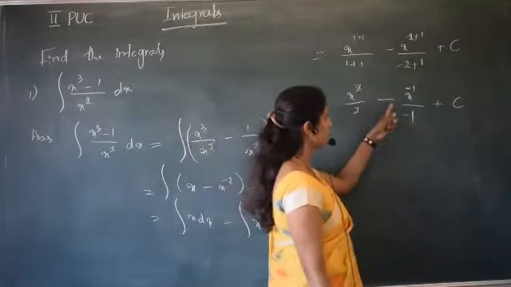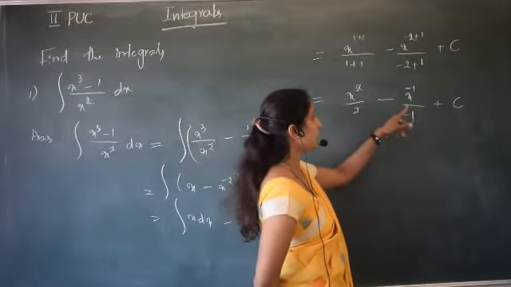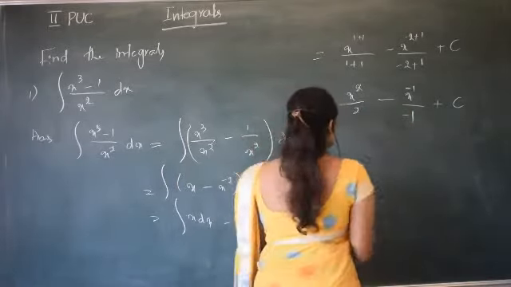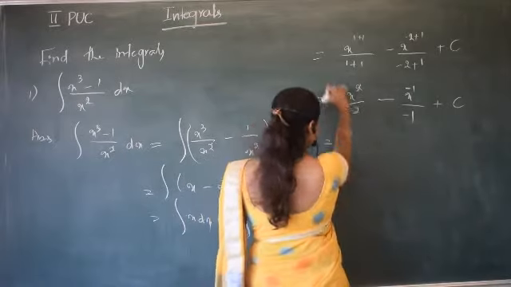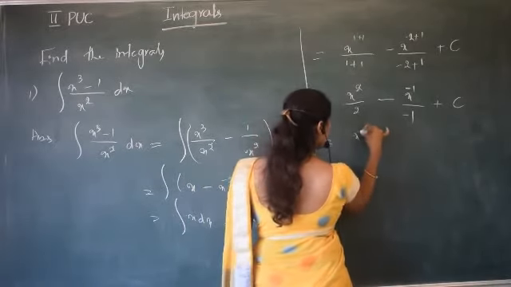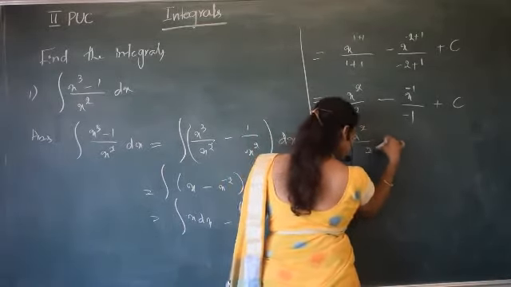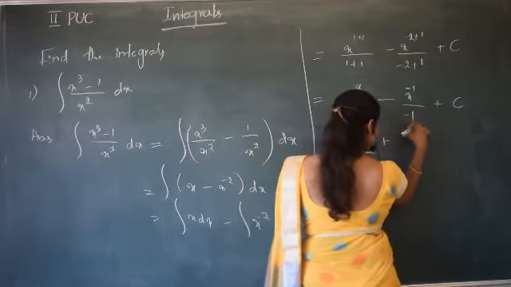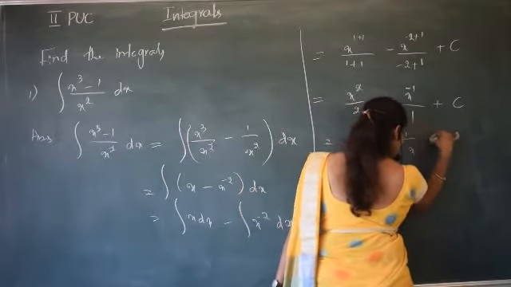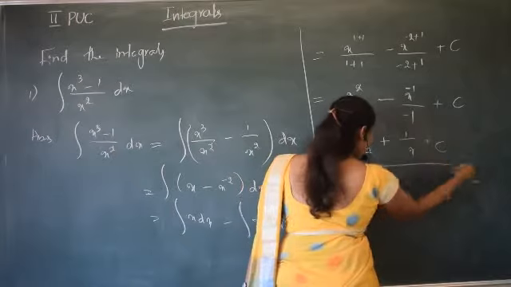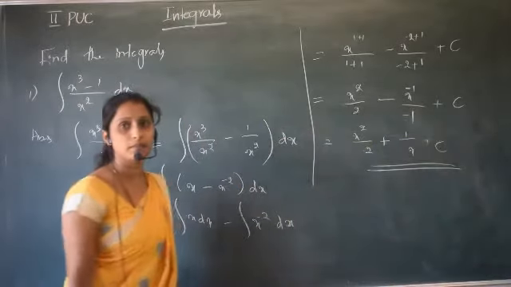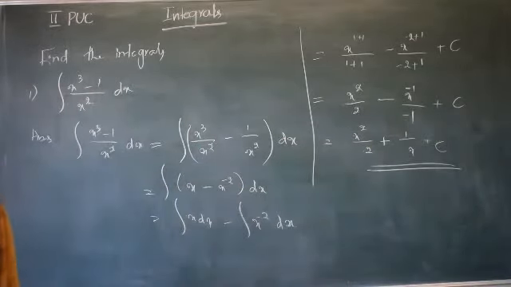Now minus into minus is a plus, and x to the power minus 1 is 1 by x. So this can be written as x square by 2 plus 1 by x plus c. So this is the integral value of the given function.